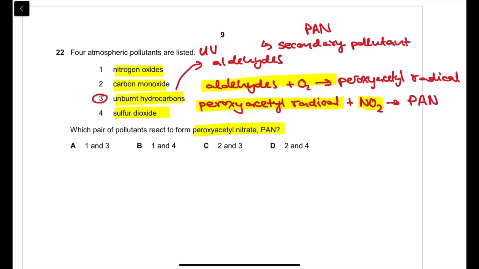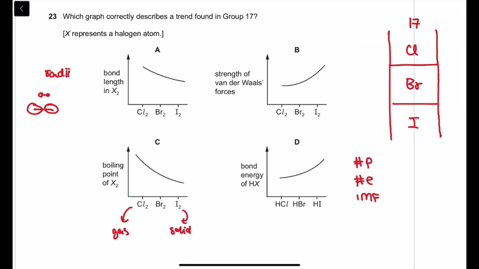Therefore, in order for all of these to take place, we need 1. Unburnt hydrocarbons to form the aldehydes, 2. Nitrogen dioxide to react with the peroxyacetal radical formed from the reaction between the aldehydes and the oxygen. So our answers are 1 and 3, therefore the answer is A. Question number 23. Which graph correctly describes a trend found in group 17?